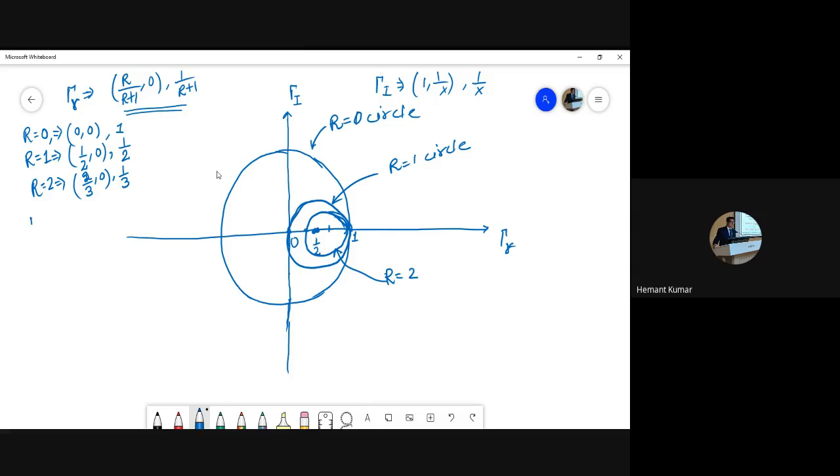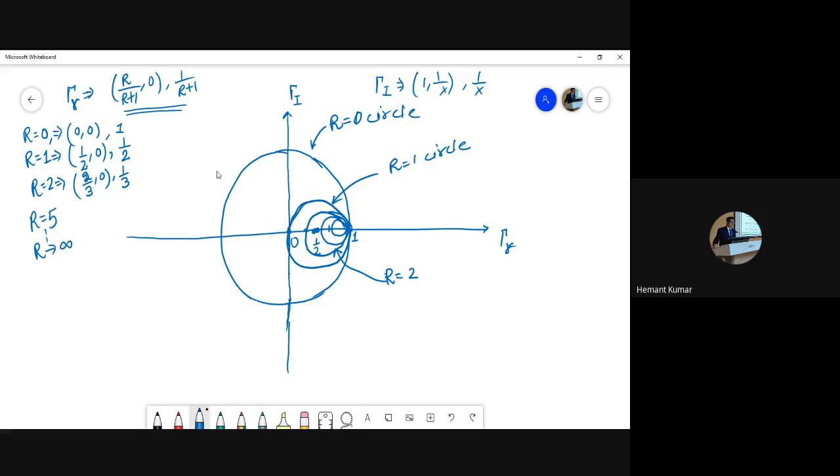Similarly, you can plot for R is equal to 5. If you plot for R is equal to 5, you will see like this. If you plot for R is equal to 10, you will see like this. If you plot for R infinity, because R is a resistance, resistance can vary from 0 to infinity. So if you put infinity, what will you get?